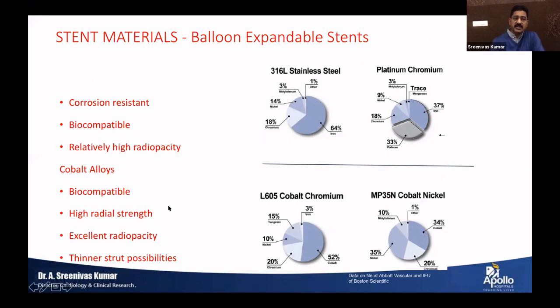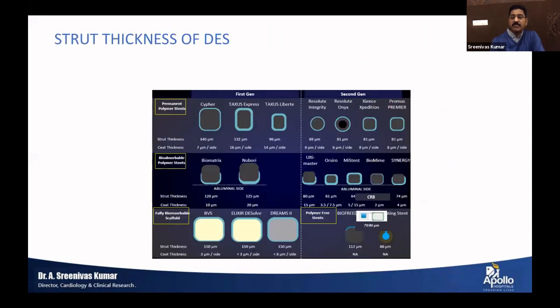All this is because it has to have higher radial strength, radio-opacity, thinner strut possibilities, and then probably biocompatibility is important. As we now know that strut thickness is important, the thinner the struts, the better it is for the patient.